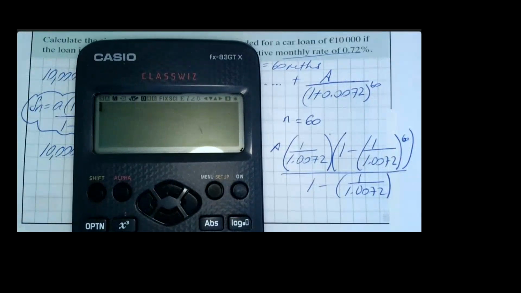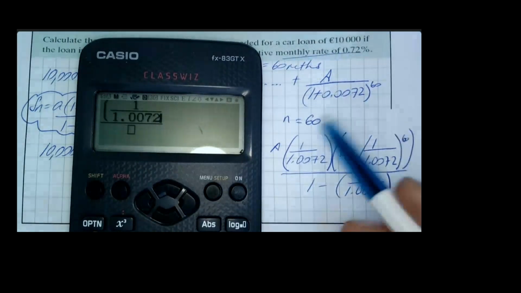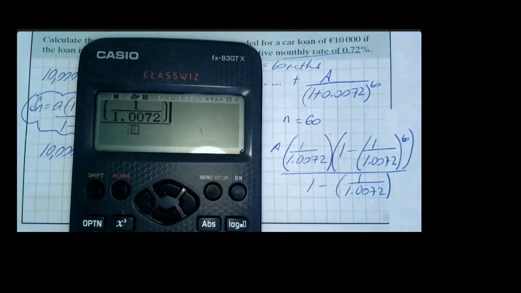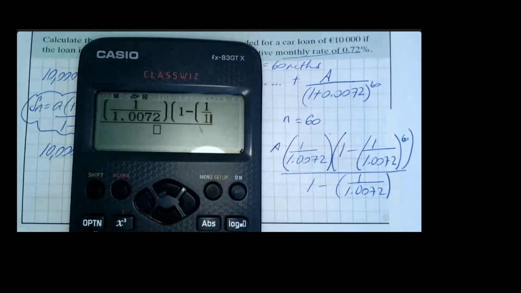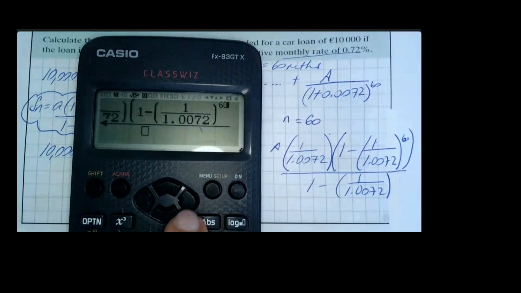Now it is very tedious, so we're going to have to be very careful, okay? But I can put it all in there. So I'm going to put the fraction button up first, and then I'm going to start with this bracket here, and then I'm going to put in this fraction. So 1 over 1.0072, and now I'm going to close this bracket here, and I'm going to open up another bracket, 1 minus, and I'm going to open up another bracket and put in the fraction 1 over 1.0072. Close that bracket to the power of 60 and close that bracket there.